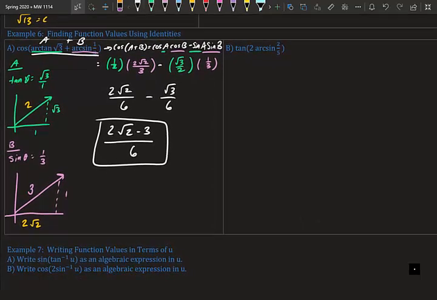Alright, so for part B, you're going to use a double angle identity. Why double? Because it has 2 and then something. So I highly suggest that through these videos, you're pausing and doing examples on your own, and then coming back to see if you did it right.